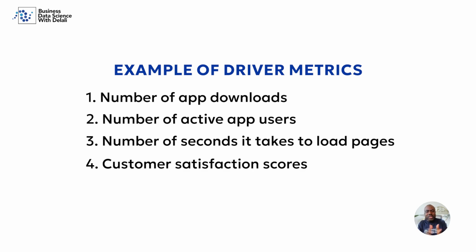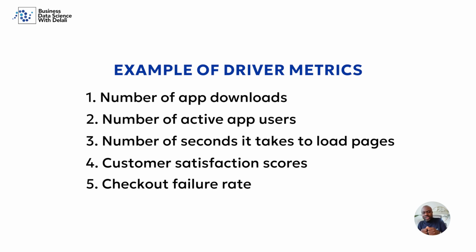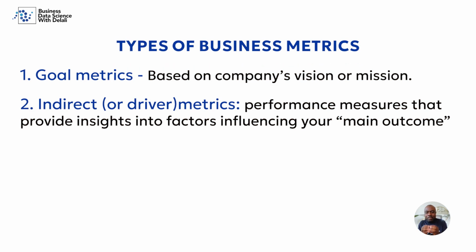You can have so many different types of metrics, and then even checkout failure rate. So if I'm about to check out my Airbnb house, what happens when I'm checking out? Does everything go on smoothly, or does something happen such that I'm not even able to book? So you realize that all of these metrics contribute to what? The goal metric. So in a nutshell, driver metrics are metrics that allow you to monitor the activities or actions, or provide insight into factors that influence your major goal metric.